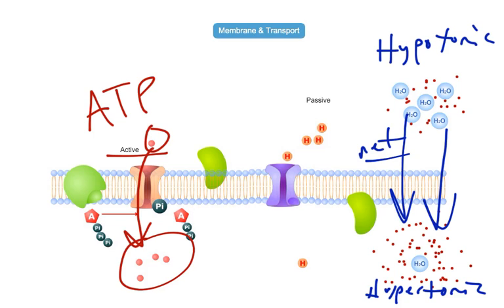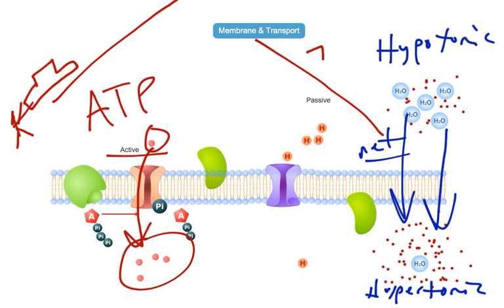So we need ATP. Think of it like pushing a truck up a hill. So active transport's like pushing a little truck up a hill. And then passive transport's like letting that truck just fly down the hill. When you're going up the hill, it's a lot harder. You need energy. When you're going down the hill, it's a lot easier. You don't have to do much. You just let it fly.